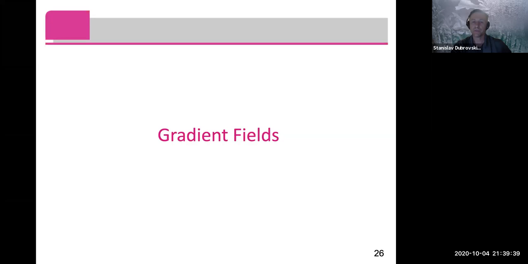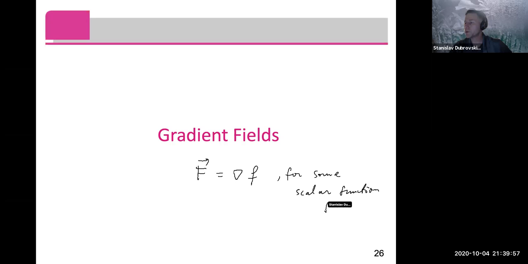Okay, so gradient fields are special ones satisfying this equation for some scalar function f. Because starting with a scalar function, gradient f will produce the vector with three components, d_x f, d_y f, and if you're talking about a function of three variables, d_z f. But we'll talk about that in class.